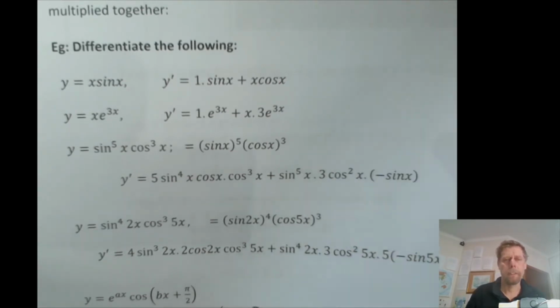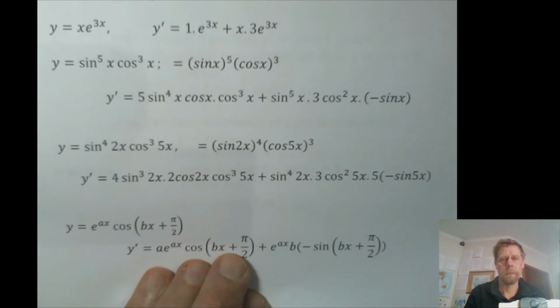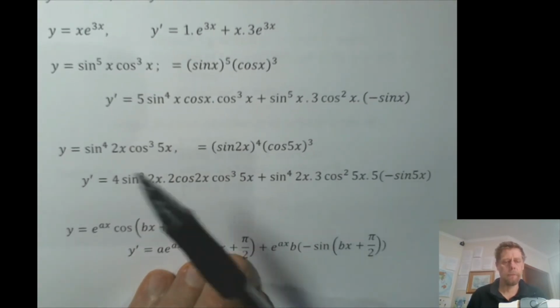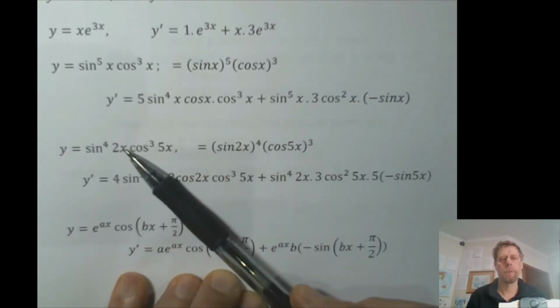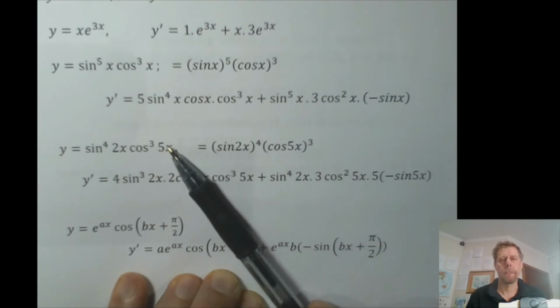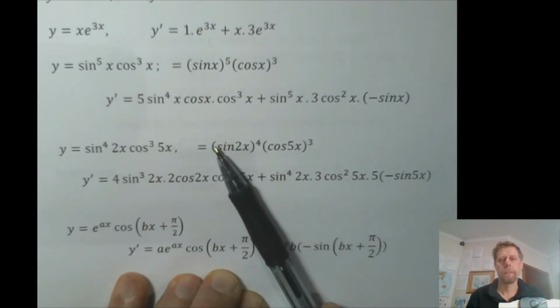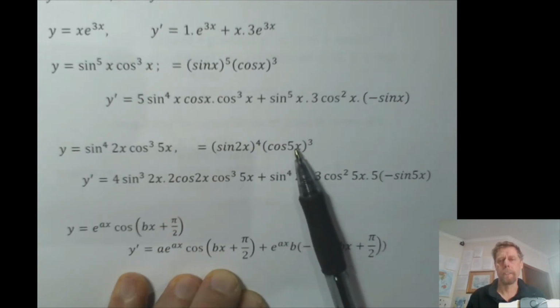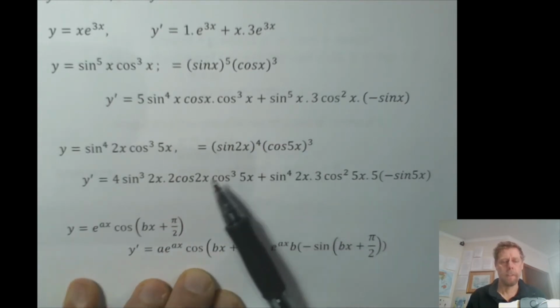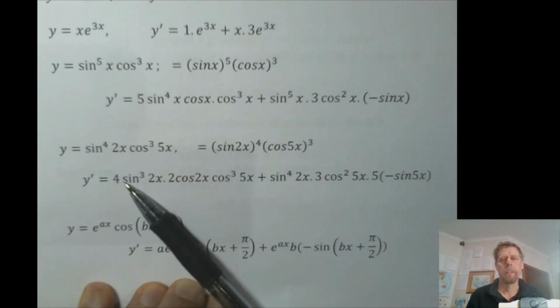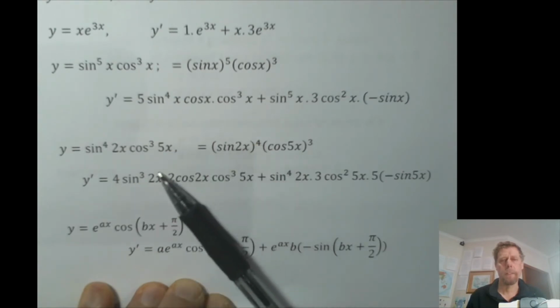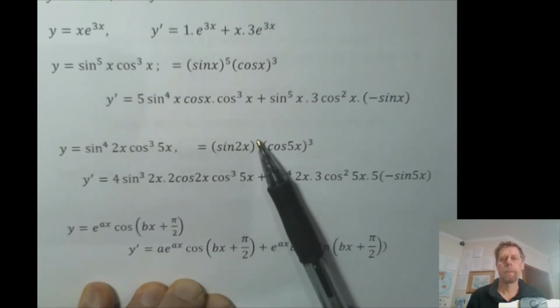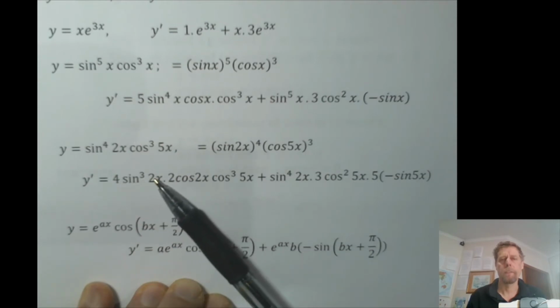And here's a similar example. y equals sin^4(2x) cos^3(5x). Again, I've written out those expressions with the index on the outside just to make it easier and less likely to make mistakes. And you can see that y dash equals, well, let's bring the 4 down. The sin(2x) to the 4 becomes sin^3 of 2x.